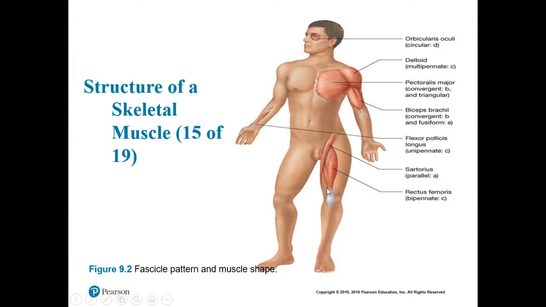In order to flex the leg, you're going to have to use your hamstrings. So the rectus femoris works as an antagonist to the hamstring muscles, which are located on the back, right beneath your buttocks area.